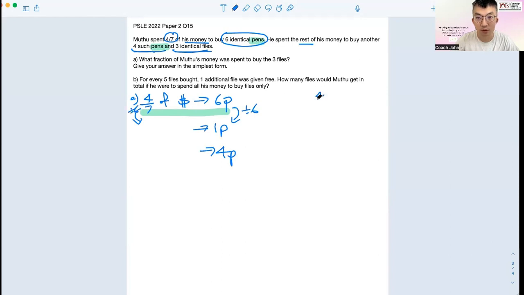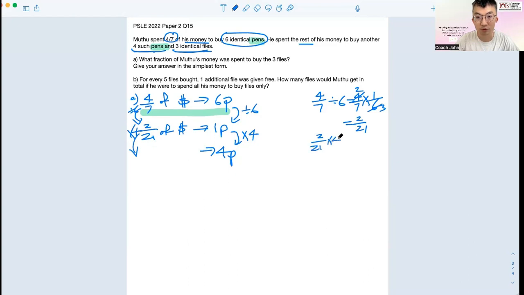So we have Kentucky Fried Chicken, which is KCF: keep, change, flip. Keep the first one, change to divide 2 times, and then 1/6, which is 2 out of 21. So we have 2/21 of the total money. Then we have times 4 and times 4 here. This will be step-by-step processing. We have 2/21 times 4, which is 8/21. So we have 8/21 of the money that represents 4 pens.